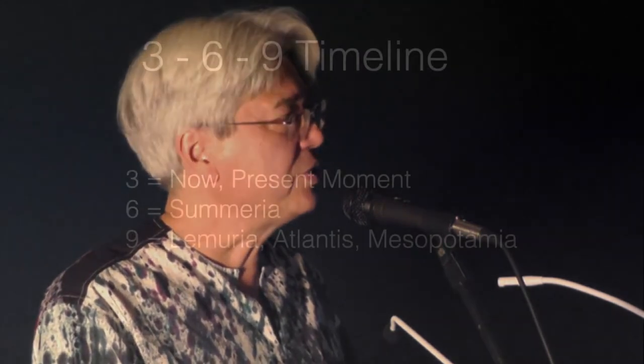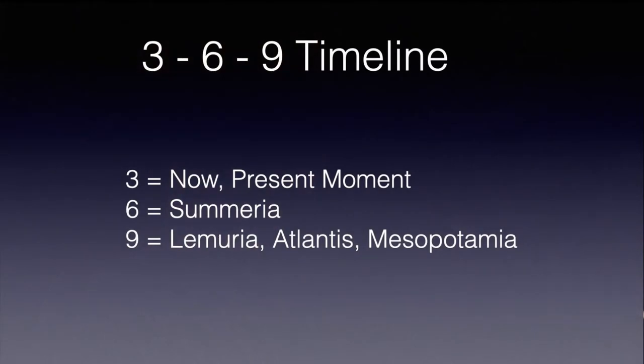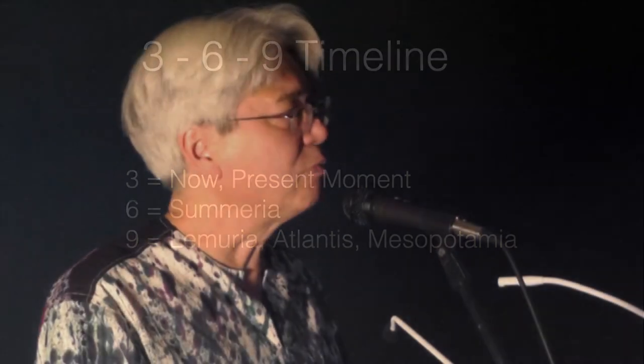And also, threes represent the now or the present moment. Six goes back to Sumeria, and Sumeria was around about 5,000 years ago. If you go back to Mesopotamia and the place where Iran and Iraq are right now, the Fertile Crescent, that's where the Sumerians lived. And much of their mathematics was a base 60. And so 6 was a very important number for them.